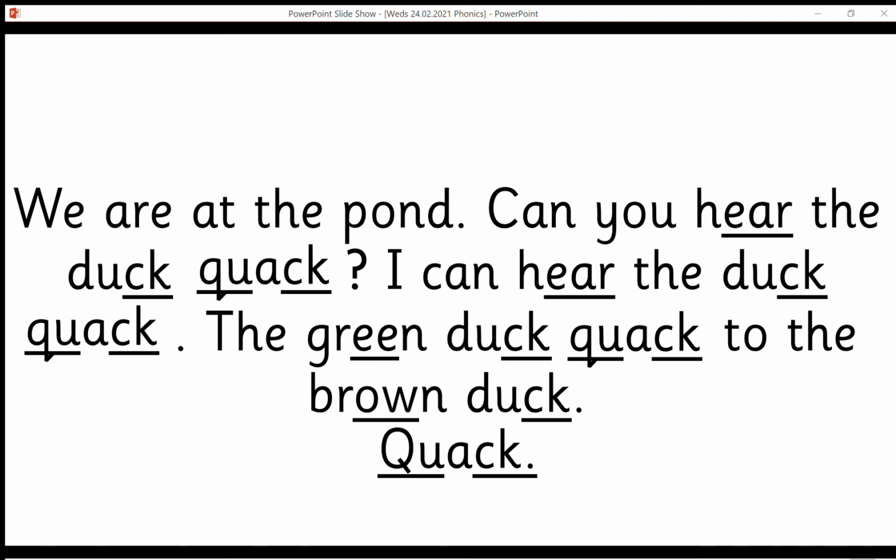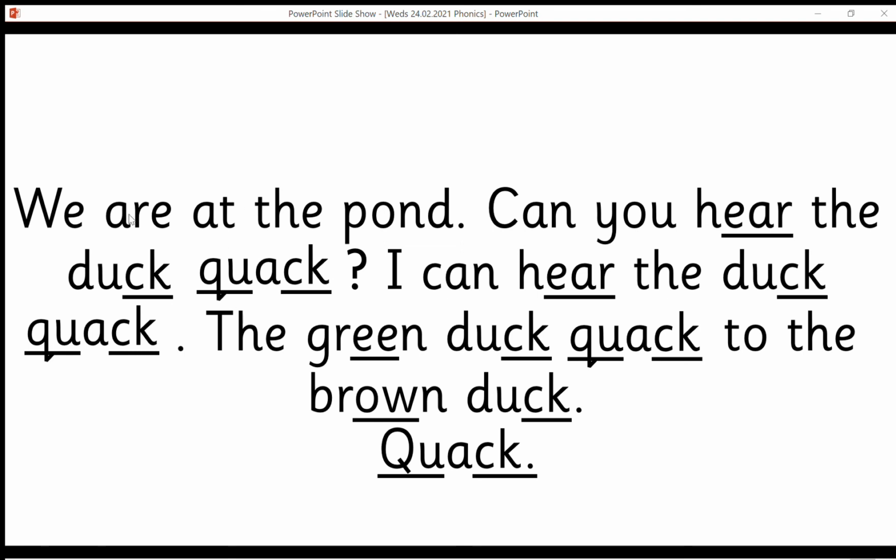Quack. Right. Let's see. How many do you think there are? Do you think there's one quack? Are there two? Maybe there's three. Do you think there's four? Could there be five? Maybe there's six. Is there seven? Could there be eight? I wonder if there's nine. Maybe there's ten. Shall we see?